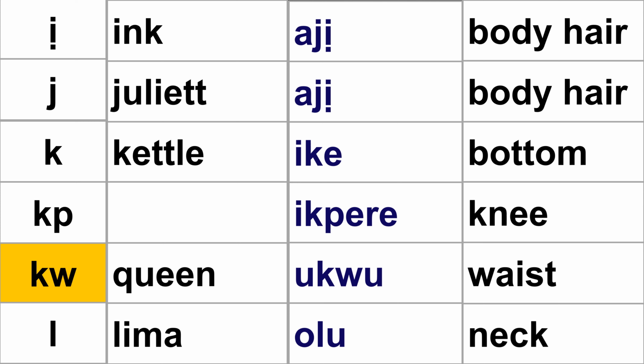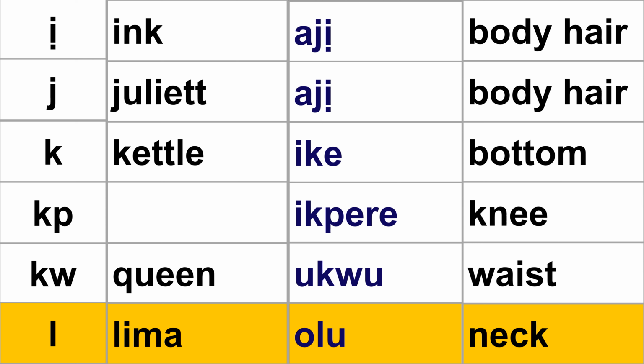Kwe, as in queen. In Igbo, ukun. Ukun is west. Le sounds like the le in lemon, like the lemon you have in English. The Igbo word with le is olu. Olu is neck.